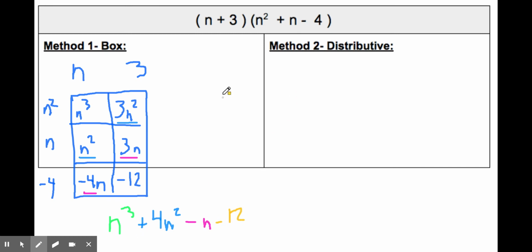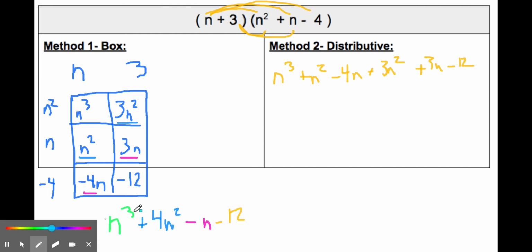So let's go ahead and try the distributive property here as well. n times n squared is n cubed. n times n is n squared. n times negative 4 is negative 4n. 3 times n squared is 3n squared. 3 times n is 3n. Then 3 times negative 4 is negative 12.